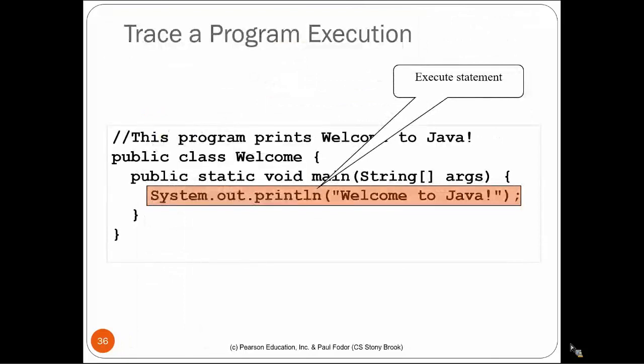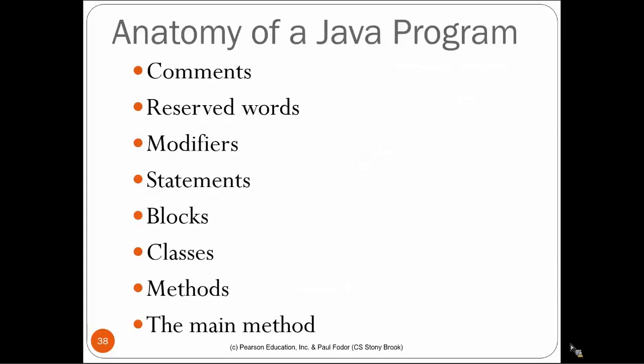Now, how do we run a program? We can run it in Eclipse as we did in the previous recording, and we can also trace it in Eclipse as we did in the previous recording to print out messages. So we'll talk now about the anatomy of a Java program. Basically, what are the parts of a Java program? We'll see the different types of commands that we can write in Java: reserved words or keywords, basically words that have a predefined meaning, and modifiers or visibility modifiers like public, private, protected, static.